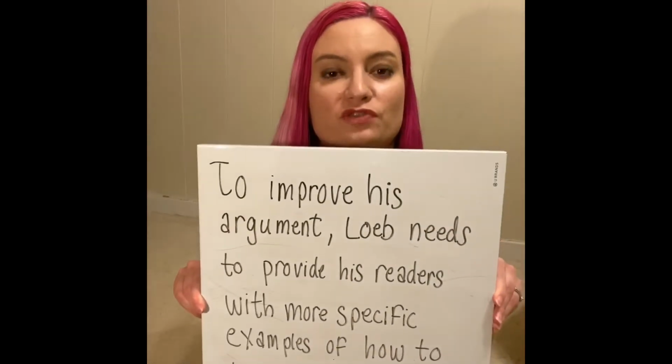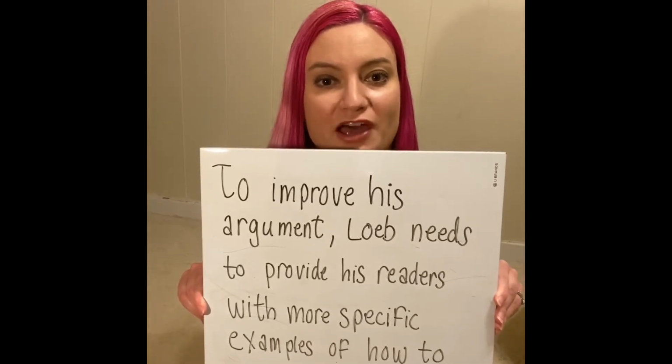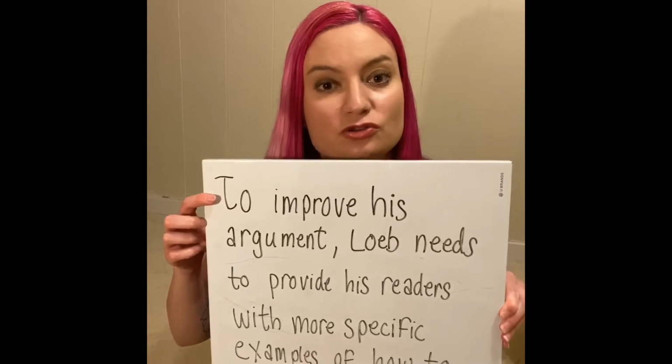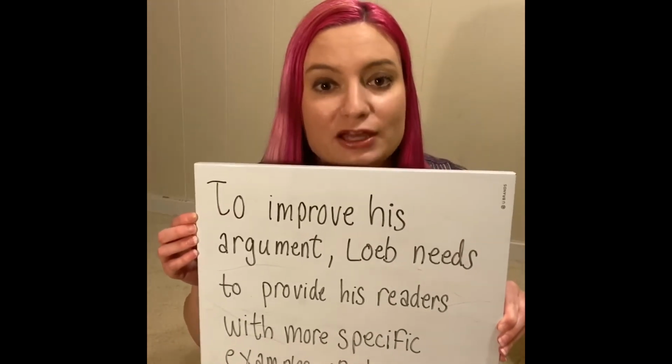Okay, one more example of the introductory phrase comma rule. To improve his argument, Loeb needs to provide his readers with more specific examples of how to take action. To improve his argument is an introductory phrase that is separate from the rest of the sentence in a way, so it needs a comma to come after it to separate it from the rest of the sentence. So those are some of the examples of what I call the introductory phrase comma.